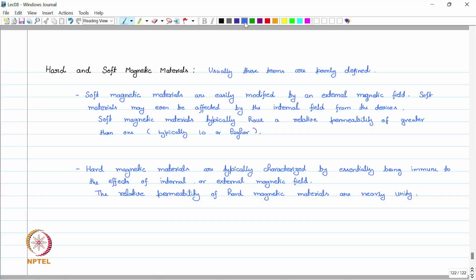So we have permanent magnets, which are typically hard magnetic materials, and this permalloy is considered a soft magnetic material.